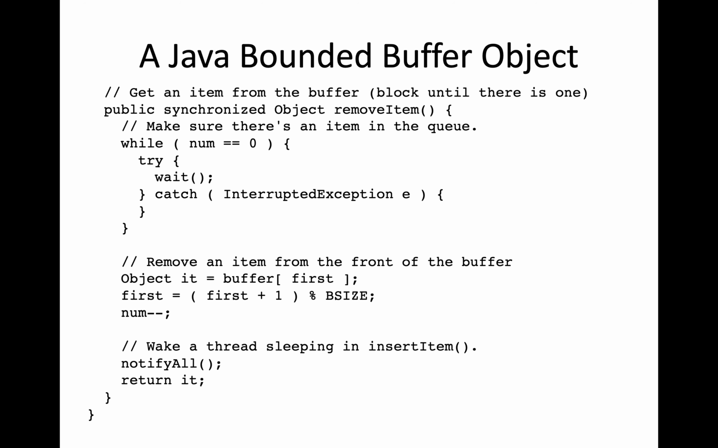Moving ahead a slide, here's the code for the other side. If you're a consumer, you'll call this to get an item out of the buffer. What it does is pretty analogous to what we just saw. Up here at the top, if you're a consumer and the buffer's empty, you're going to have to wait. So here we make the same call to wait. We keep waiting using this while loop until there's an item in the buffer, until num is non-zero. And then when there is, we remove the item from the buffer.